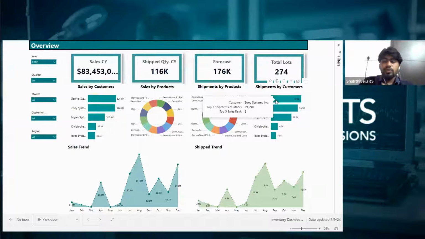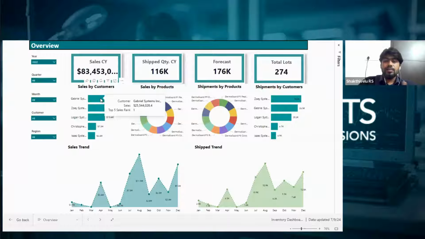I see that Zoe Systems have the highest number of shipments, but when I come to the valuation wise, they don't stand above all. Instead, Gabriel Systems does. So Gabriel Systems gives me the highest business. So in plain sight, what does this tell me? It tells me which customer has to be prioritized while I start delivering or clearing these stocks.